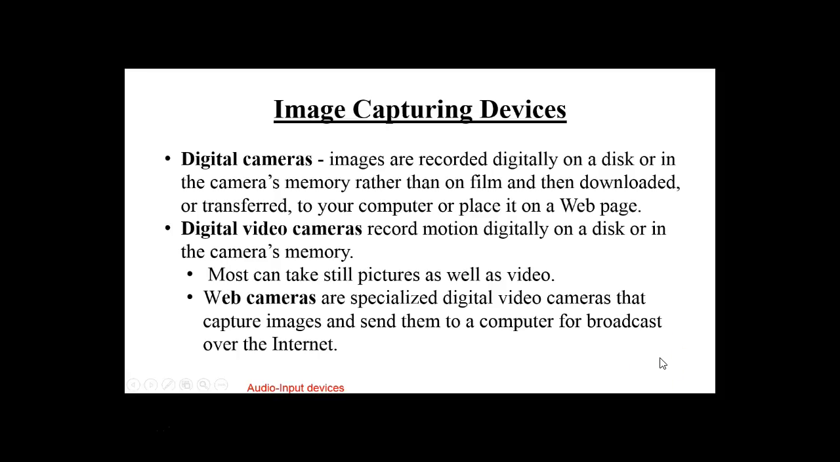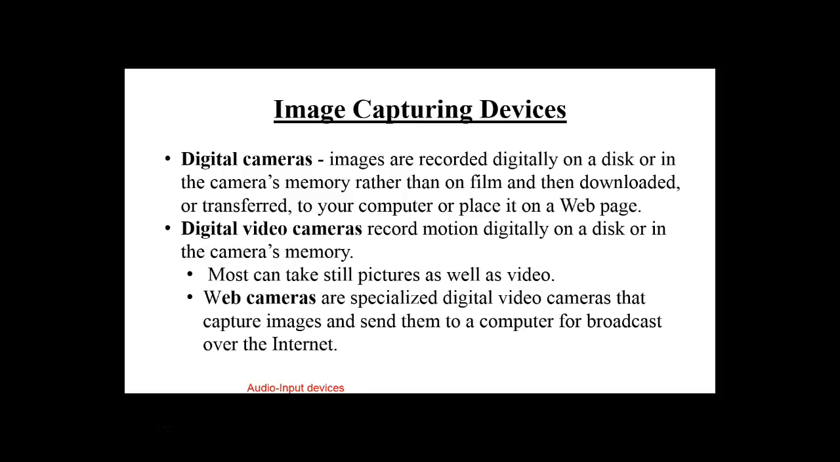Okay, so digital cameras are just images that are recorded digitally on a disk or in the camera's memory rather than on film, and then downloaded or transferred to the computer or placed on a web page. Digital video cameras record motion digitally on a disk or in the camera's memory. Most can still take pictures as well as videos.